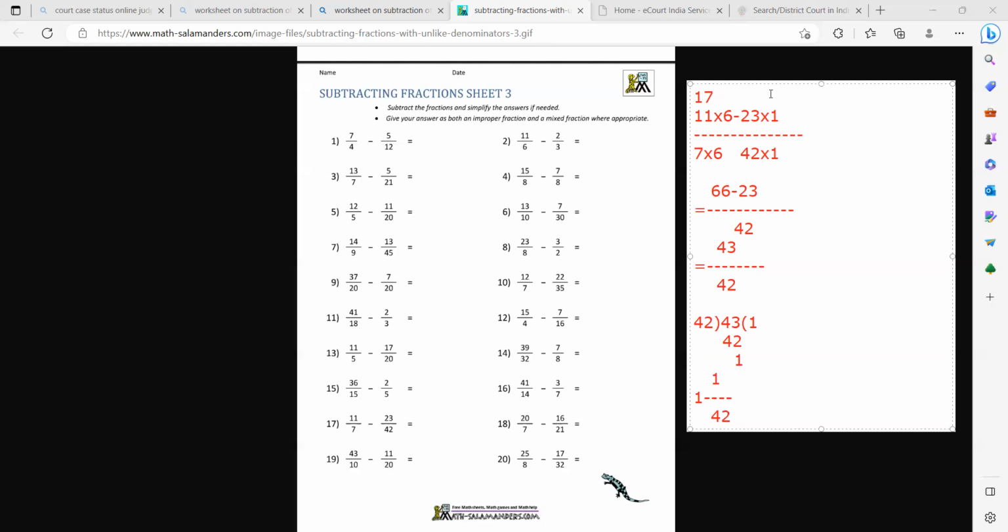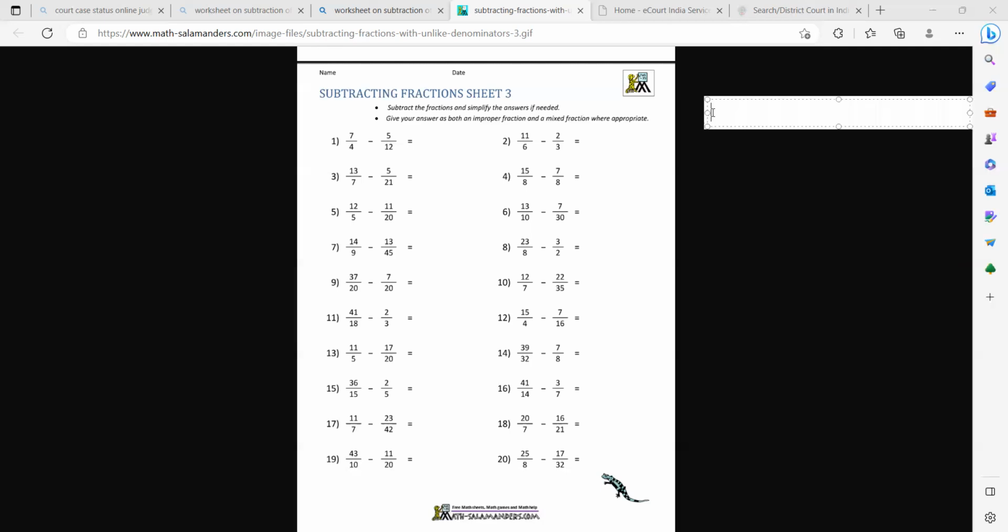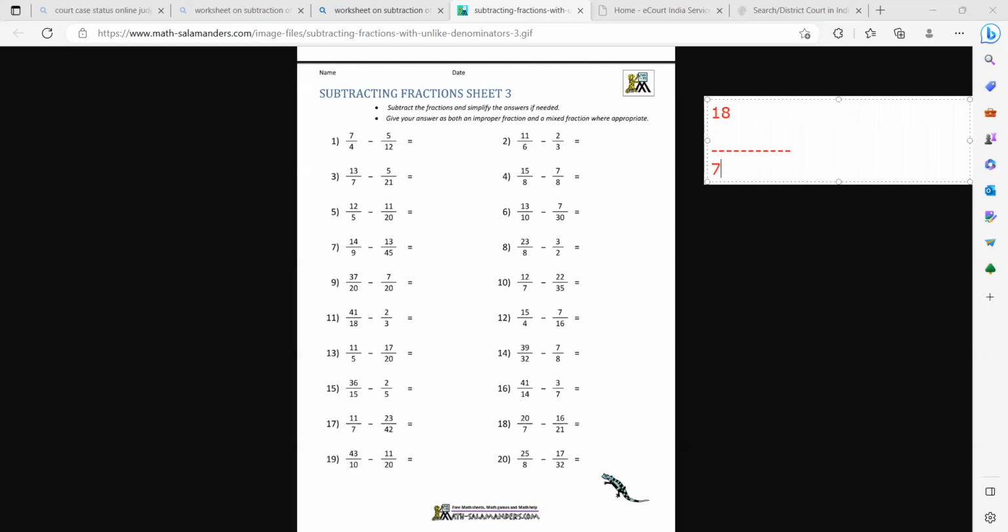So the next one, number 18. Let's do number 18. What do we have? Pause my video, give your own answer, then check it with mine. We have 21 as the LCM. So 7 into 3 and 20 into 3 minus what we have, 16 into 1, and 21 into 1.